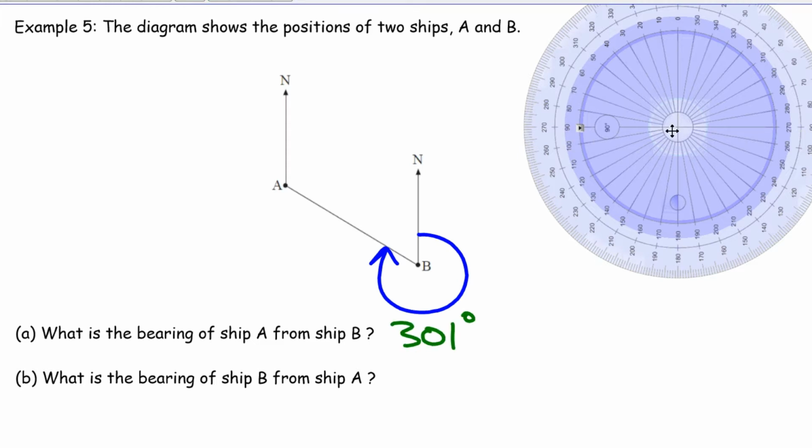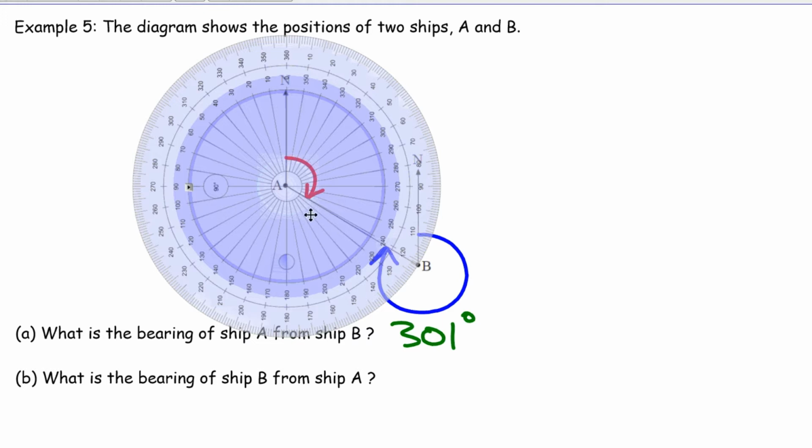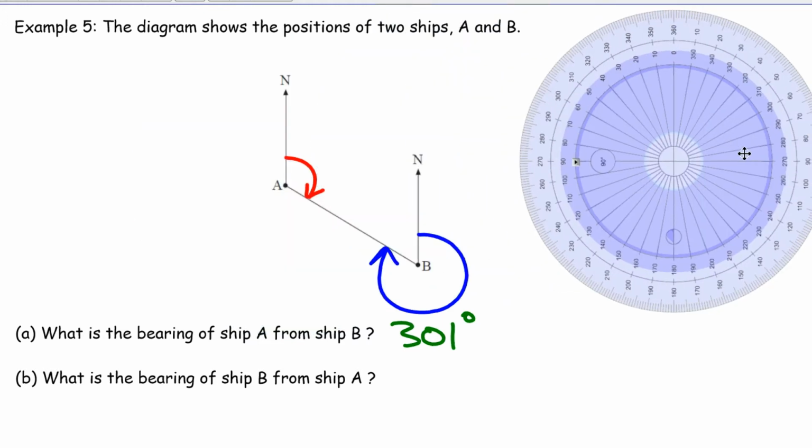Okay. What's the bearing of ship B from ship A? What that means is you're standing at ship A facing north. What angle do you need to turn before you can move to ship B? So basically that is the angle there, and we need to measure it. So again, grab your protractor and just measure it. And it's about 121. Okay?